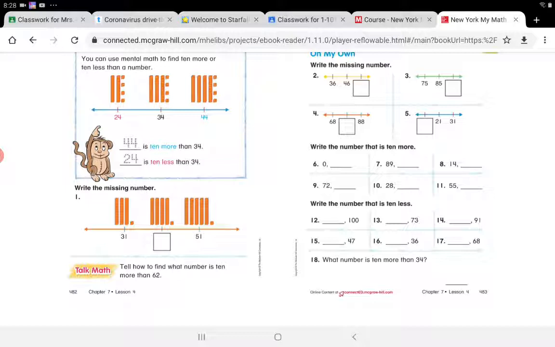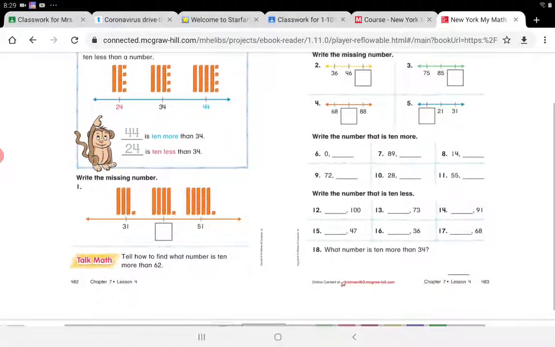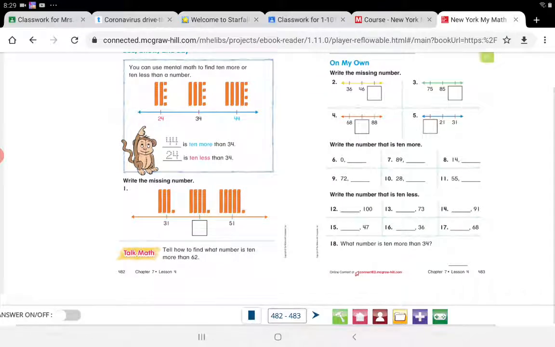And to find out what is 10 less than 34, I'm going to remove a 10 rod. And I can see that when I remove a 10 rod, I go from 30 to 20.